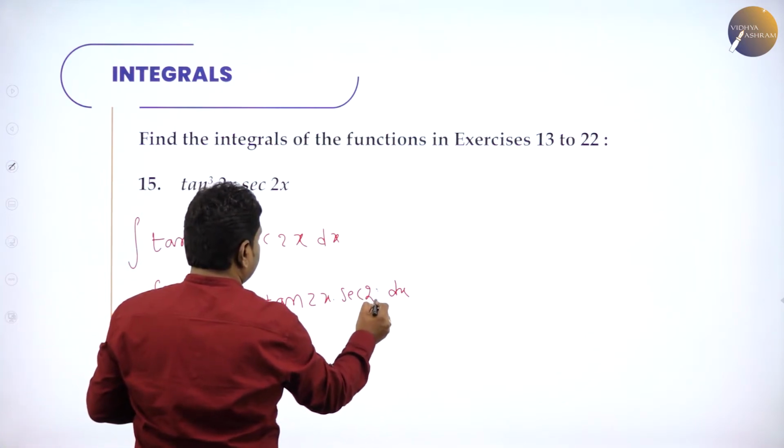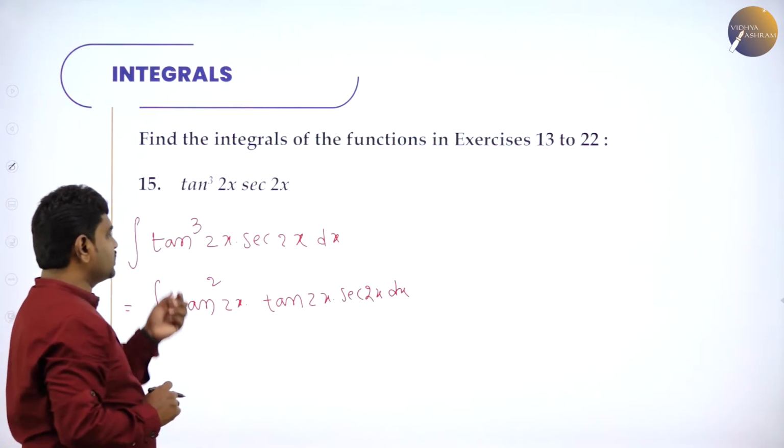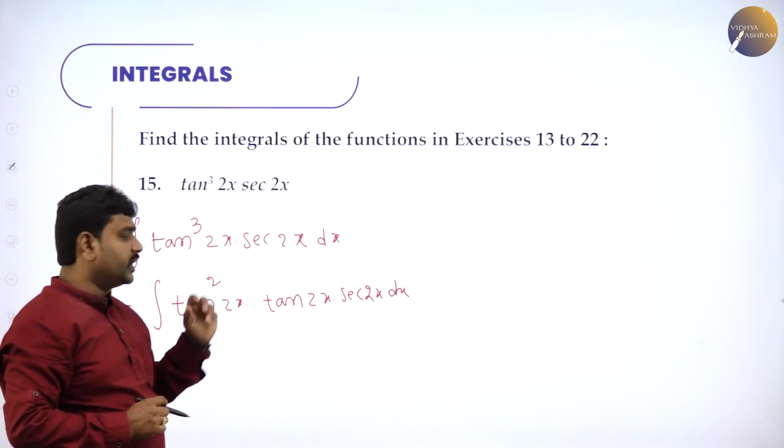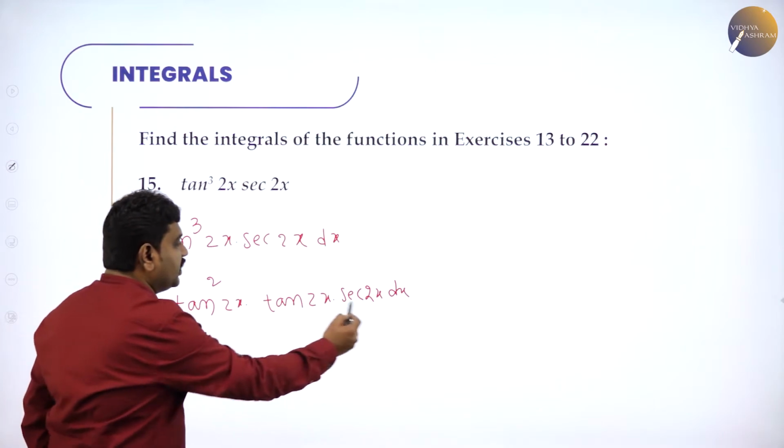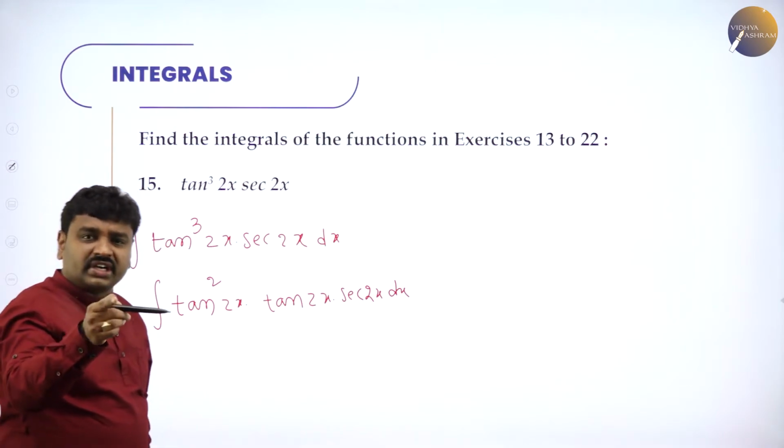Secant 2x dx, I wrote secant 2x dx as it is. Tan cube can be written as tan square into tan. So now we have tan into secant. You know, derivative of secant is secant into tan.